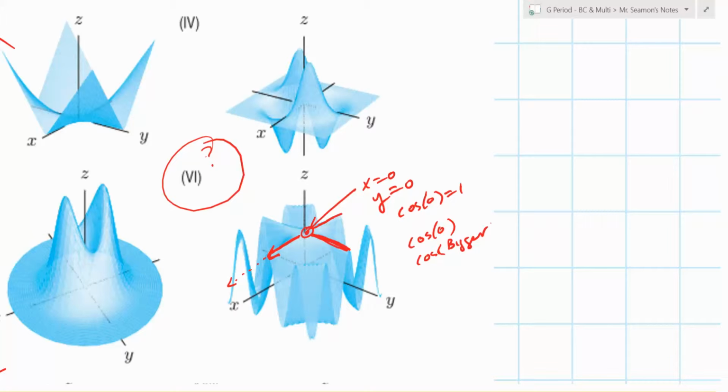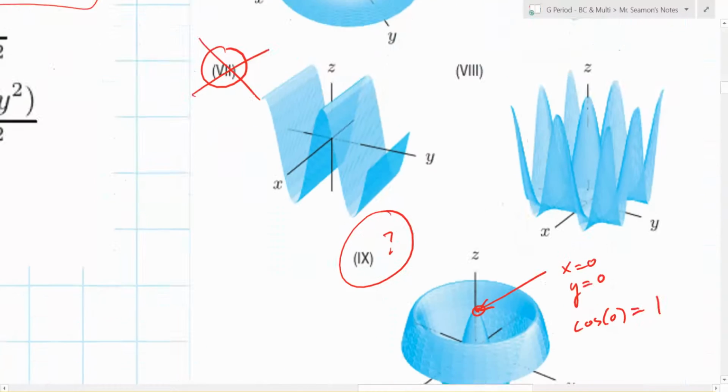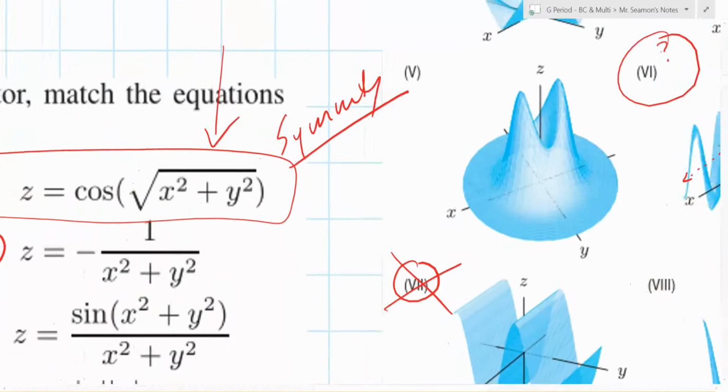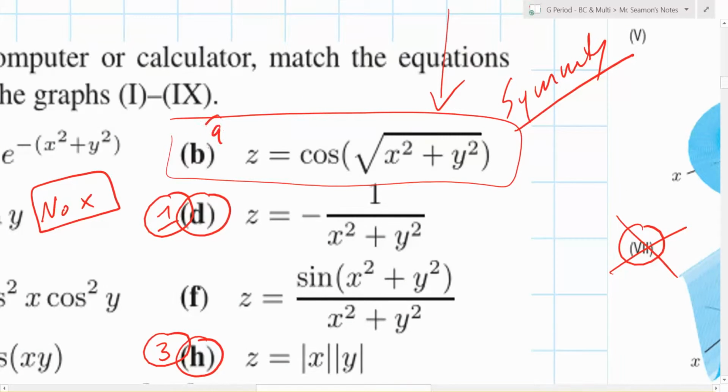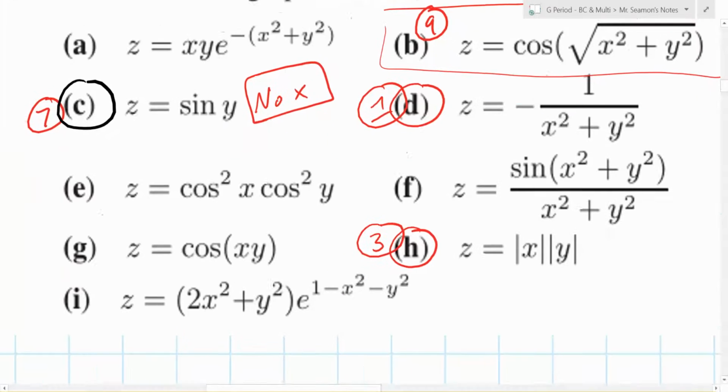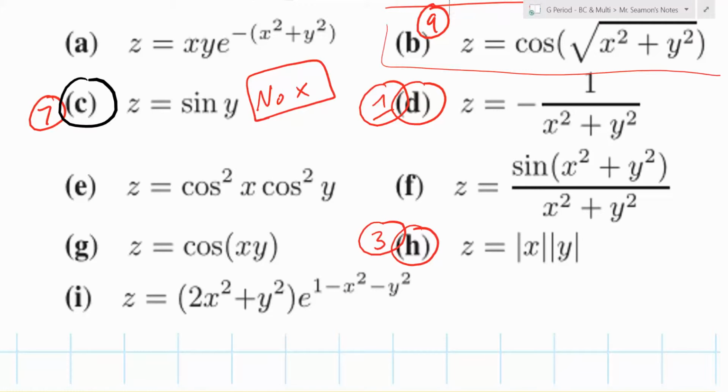But what does this ridge show you right here? It stays the same. So can it be 6? No. So which one does it have to be? 9. So now we know that this one is 9. So then you just have to keep up with a similar type of analysis. You eliminate them one by one, and it gets easier and easier.